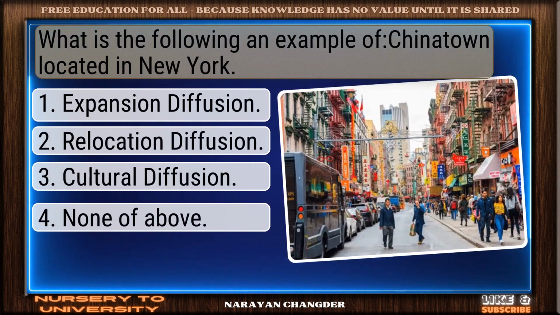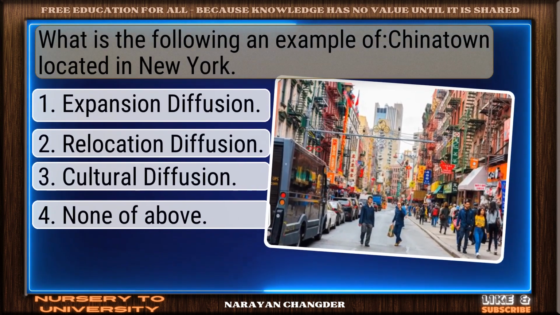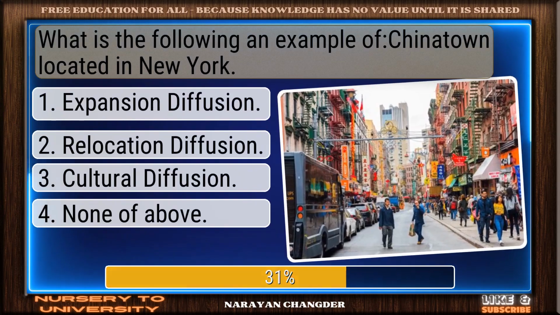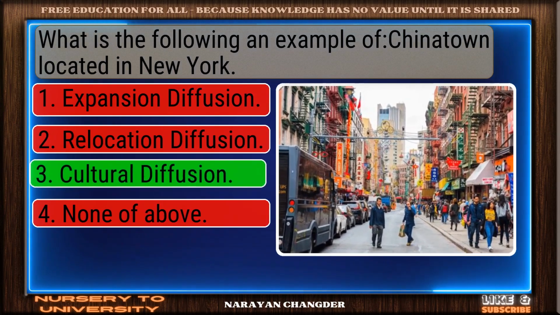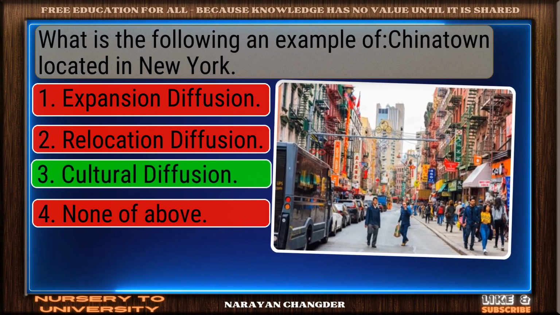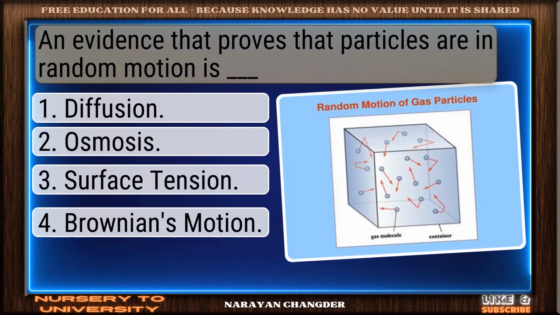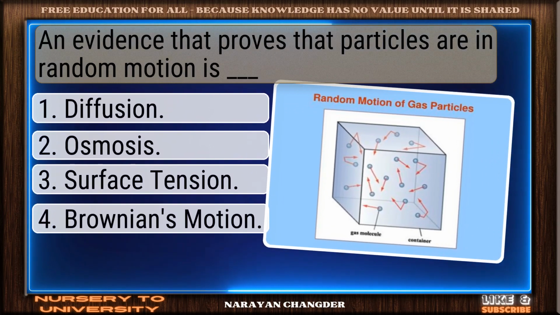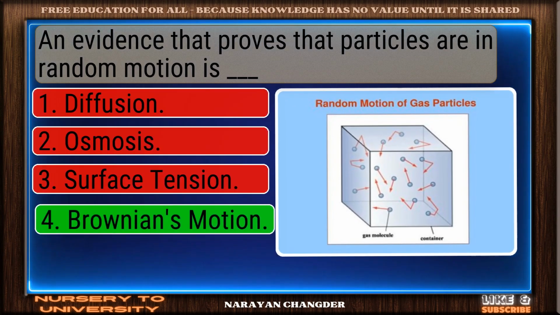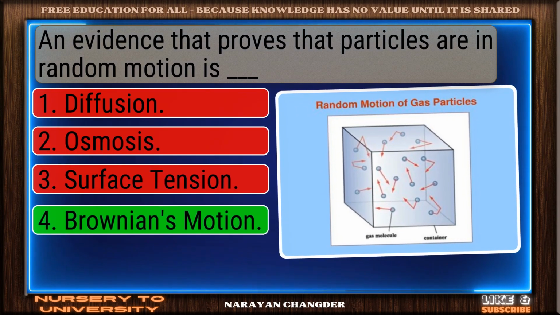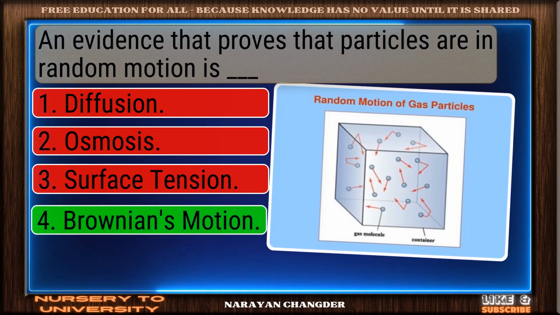What is the following an example of: Chinatown located in New York? Smart move. Cultural diffusion is an accurate answer. Evidence that proves that particles are in random motion is dash. Well picked. Brownian motion is the correct answer.